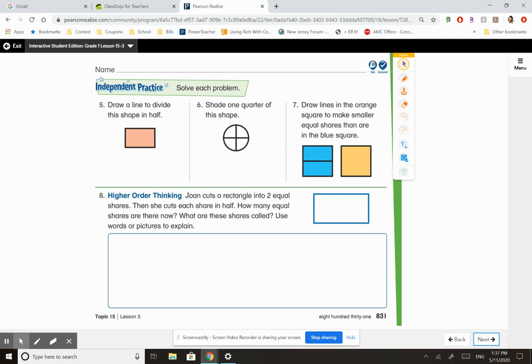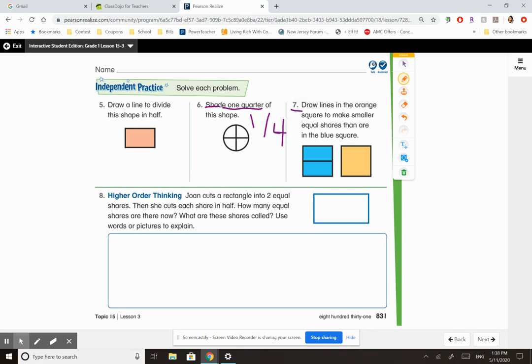All right, for these, number 5, 6, and 7, it's all about listening to directions and just doing what they want. Number 5 is just draw a line to divide the shape in half. Number 6, shade. Shade means the color. 1/4 of this shape. Remember what 1/4 means? 1 out of 4. So color in 1 out of 4 of the shape.